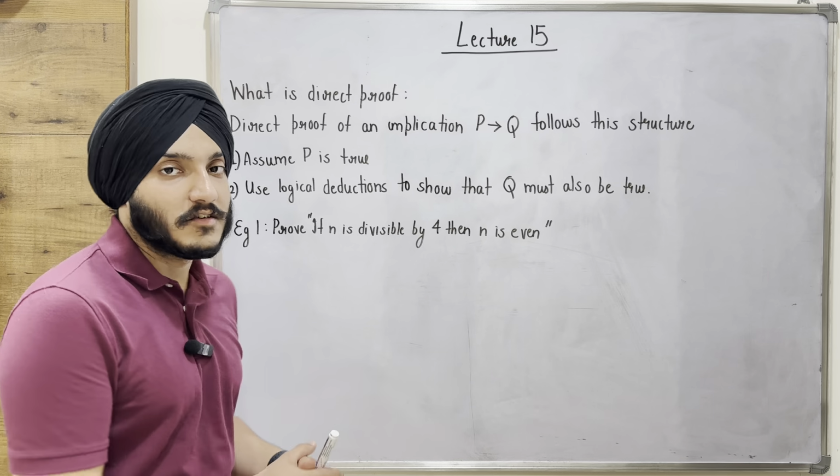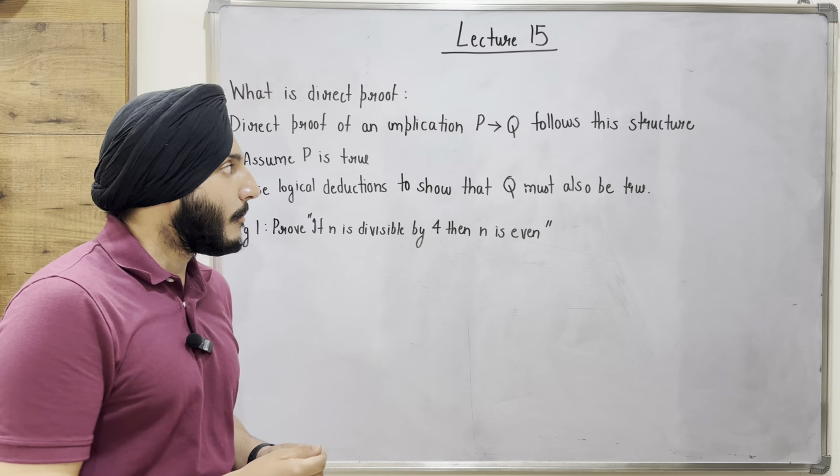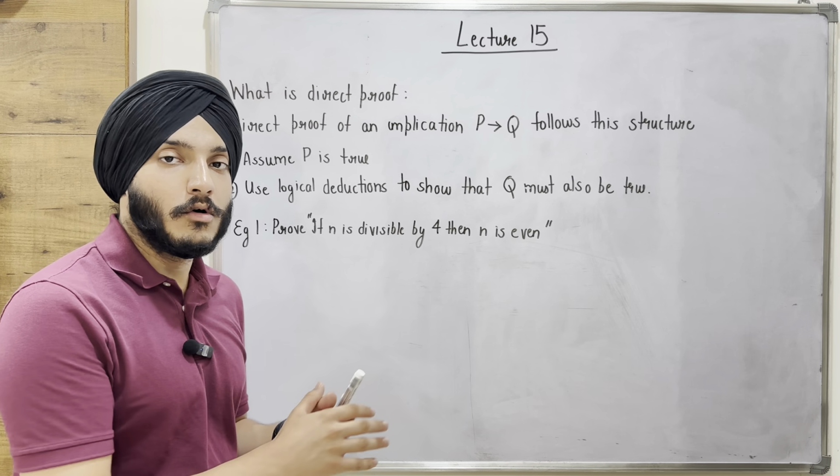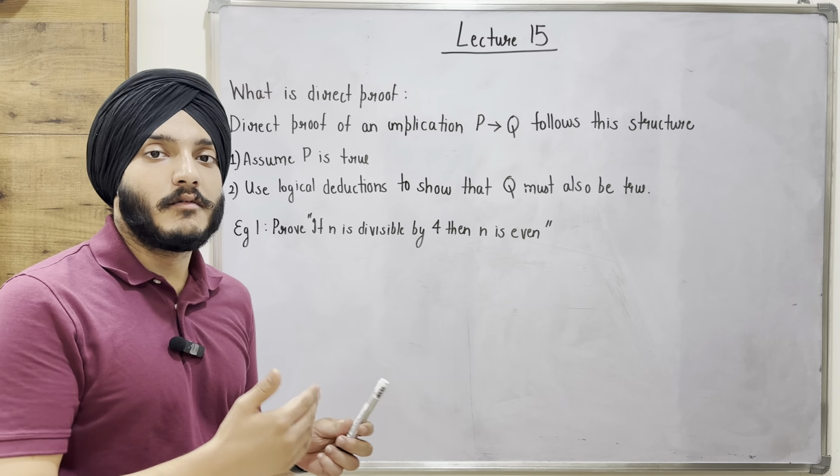A direct proof of an implication P then Q follows this structure. The basic understanding is that I'm supposed to go from P and reach the conclusion Q. I need to follow some logical structure for it. By now, I hope you understand the words logical structure and logical flow, if you have covered predicate logic and propositional logic in detail.